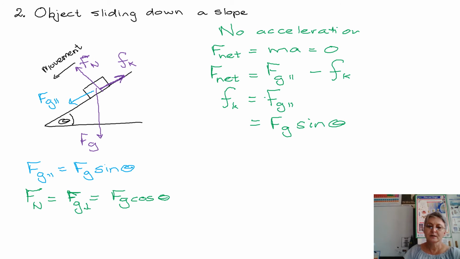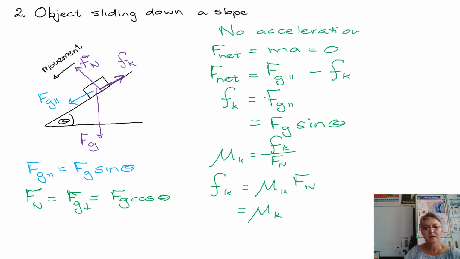But Fk is also in a relationship to Fn, so the ratio between the Fk and the Fn would be the coefficient of kinetic friction, which is Fk over Fn. So Fk can also be calculated by taking mu k and multiplying it by the normal force. The normal force is the perpendicular component of the weight, Fg cos theta.